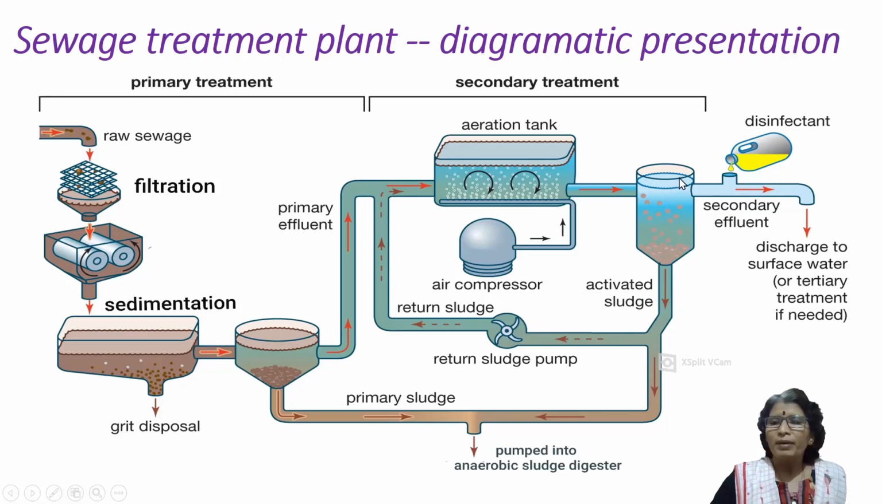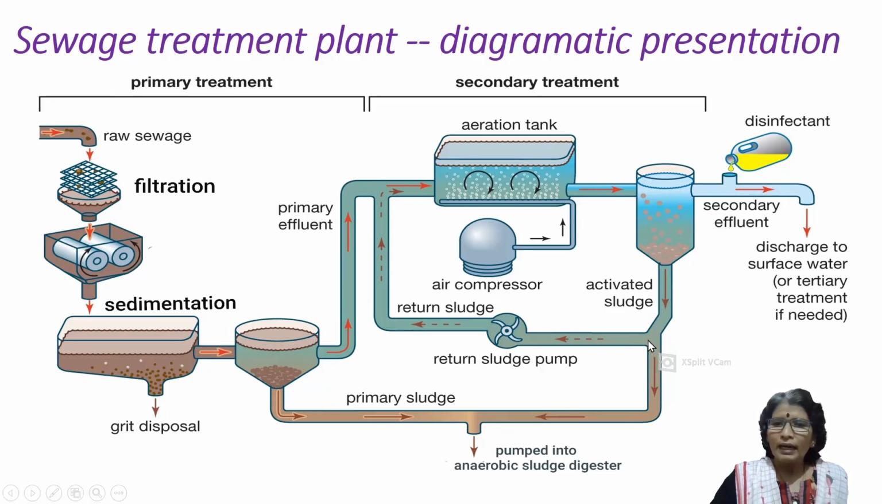This remaining liquid sewage water is treated by adding some disinfectant. Any disease causing microorganisms are killed by adding this disinfectant, and finally this water is discharged into river water. Then this activated sludge again passes through this pipe.